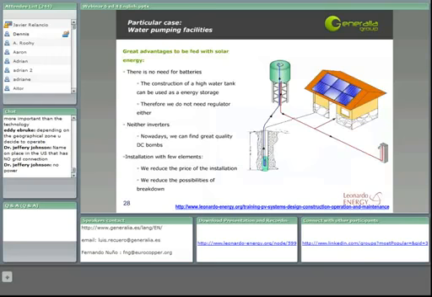So the number of elements can be reduced just to the panels, the pump, and a control box, which will be provided by the pump manufacturer normally. This way we can reduce the price of the installation, and we also reduce the possibilities of breakdown.